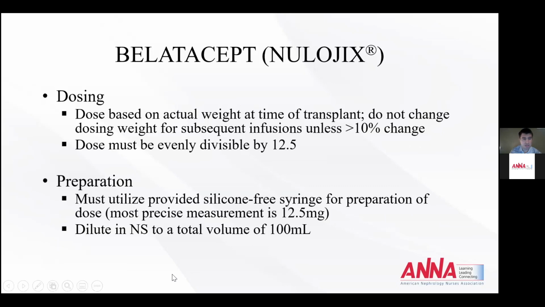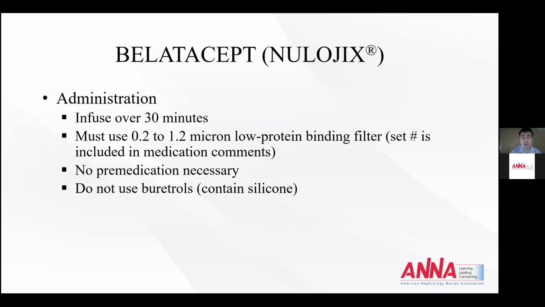So for administration, you've got to use a silicone-free syringe, and the pharmacy should provide this to you guys. They should know this. And they should dilute it in normal saline to a total volume of 100 mL, regardless of your dose. You need to give it over 30 minutes, and you need to make sure you're using a 0.2 to 1.2 micron low protein binding filter set for this. You do not use Buretrols because they contain silicone. The medication will bind to the silicone, and you will not be giving your patient medication.